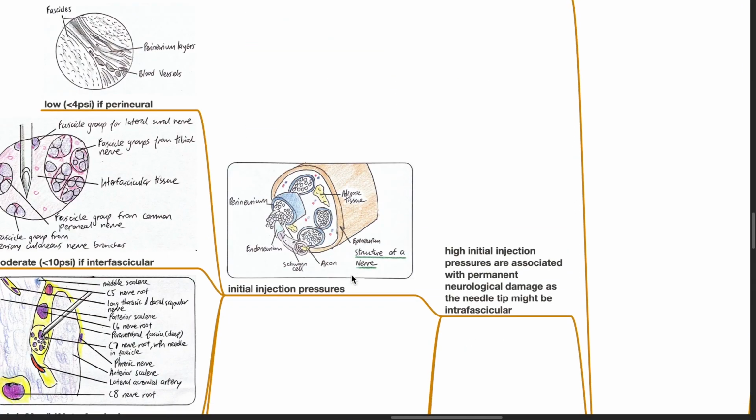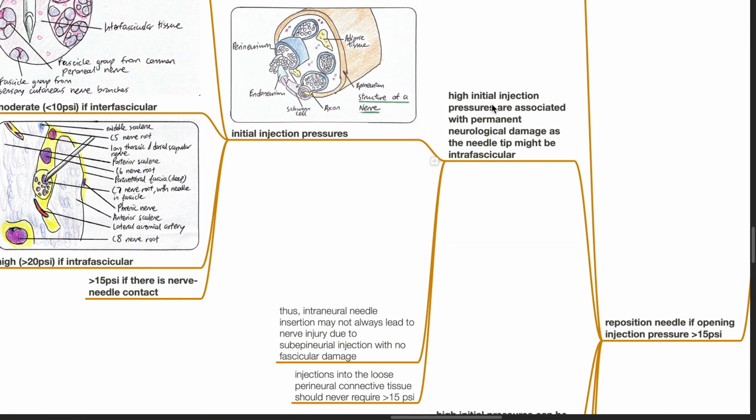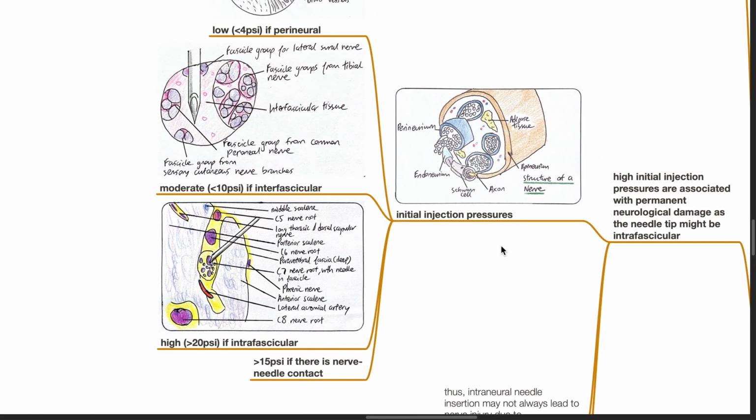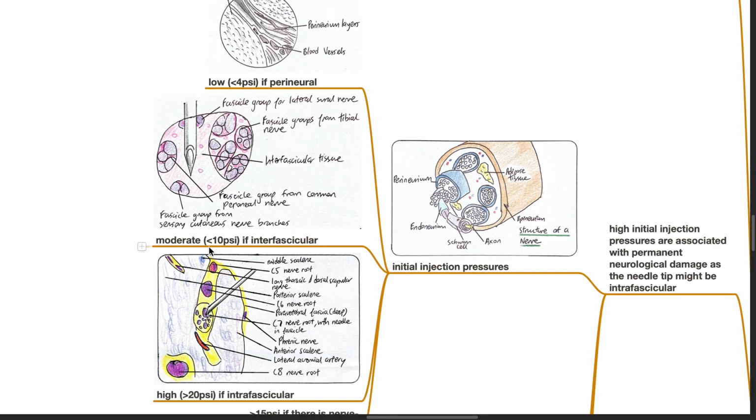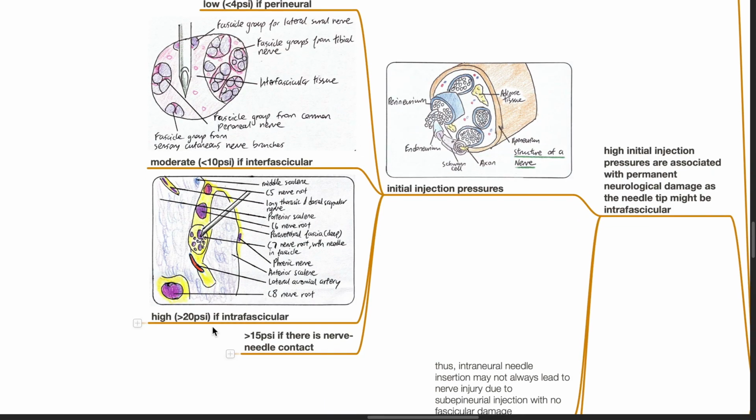High initial injection pressures are associated with permanent neurological damage, as the needle tip might be intravascular. Initial injection pressures: it is low, less than 4 psi if perineural, moderate, less than 10 psi if the needle tip is intervascular. It is high, more than 20 psi if the needle is intravascular. It is more than 15 psi if there is nerve-needle contact.